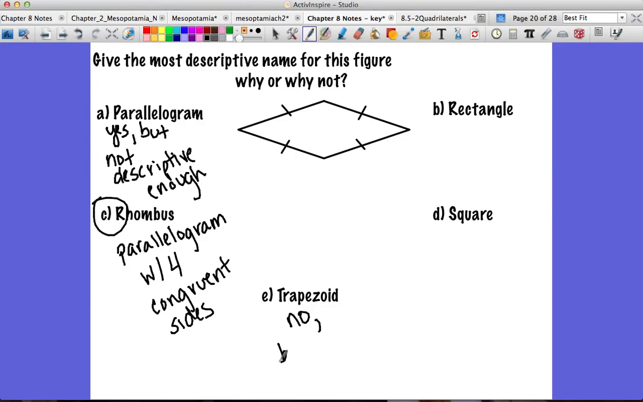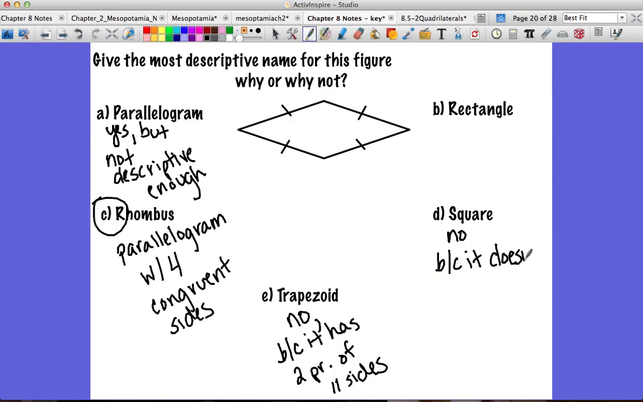No, and you can use shorthand here because it has 2 pair of parallel sides. No, because it doesn't have 90-degree angles. And the same thing up here. So what I'm going to do is I'm actually going to copy and paste.